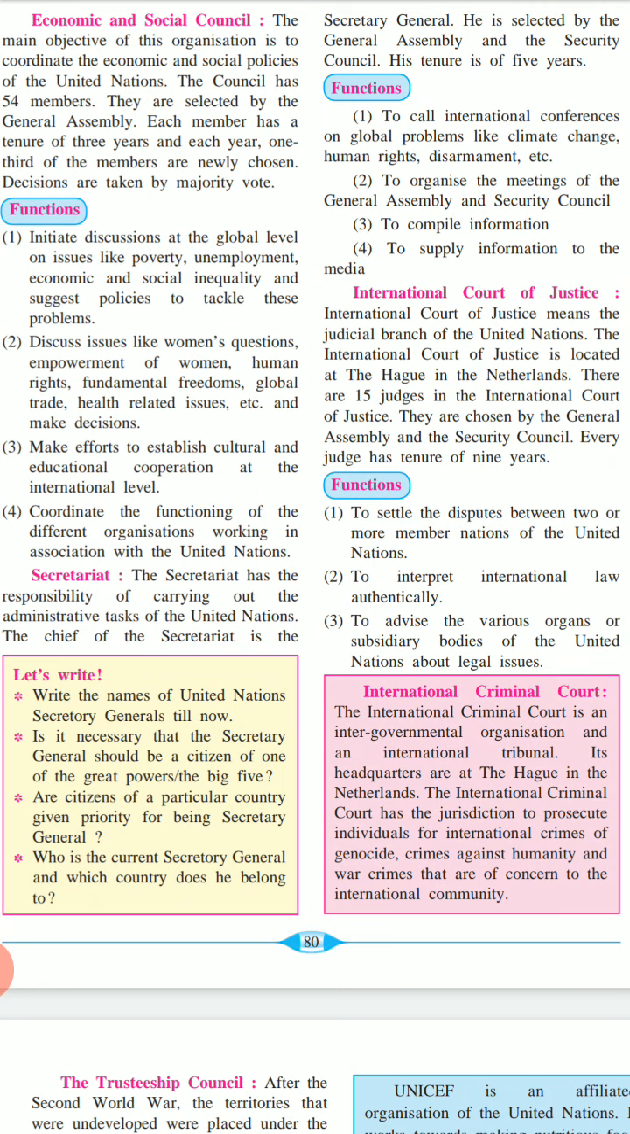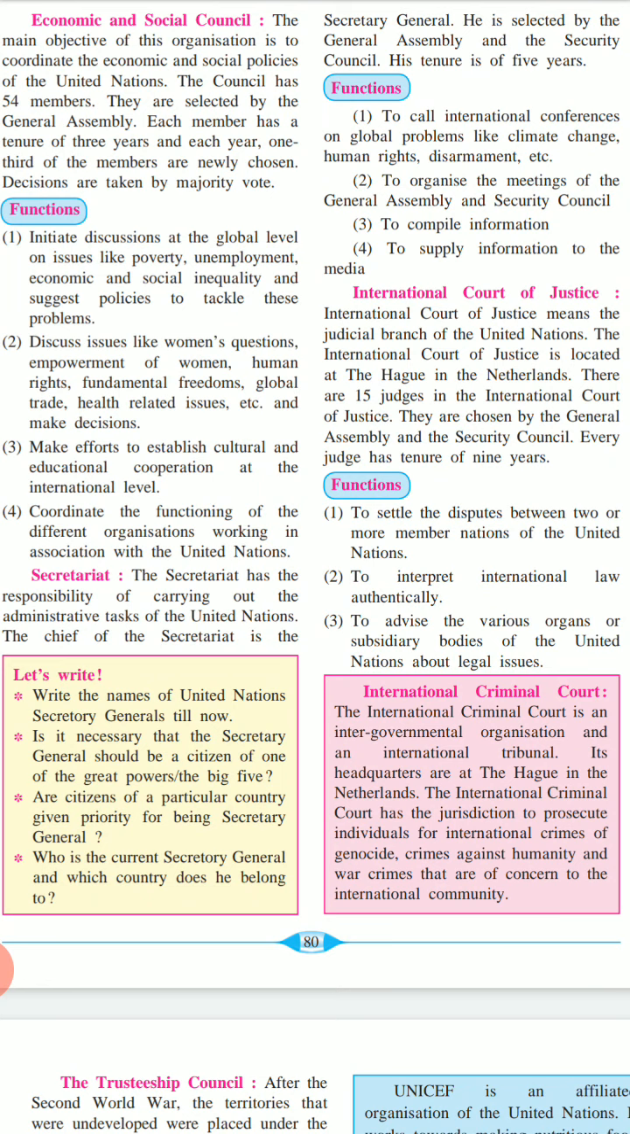Let's see the functions, students. First, to settle the disputes between two or more member nations of the United Nations. Second, to interpret international law authentically. Third, to advise the various organs or subsidiary bodies of the United Nations about legal issues.